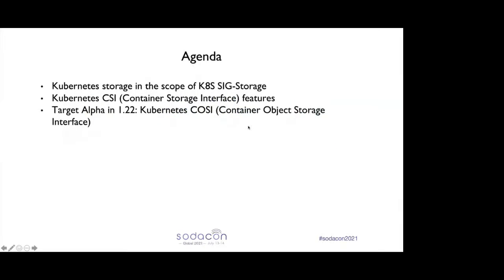Here is today's agenda. I'm going to talk about Kubernetes storage in the scope of the storage SIG. I will mainly go over Kubernetes CSI features, which support file and block storage. At the end, I will also briefly talk about Kubernetes COSI, which is to introduce object storage support in Kubernetes. It is targeting alpha in 1.22 release.